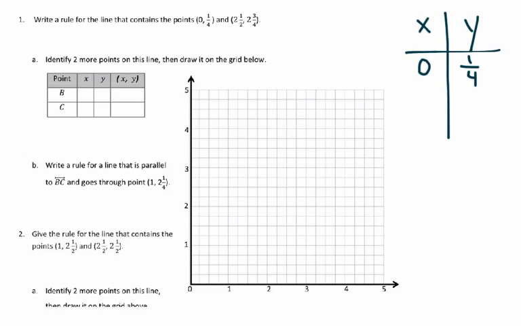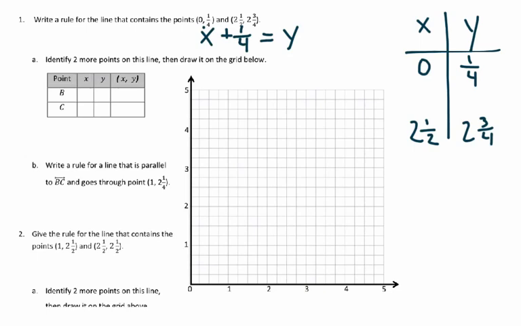So if I look at my next point and I have 2 1/2 and 2 3/4, I'm comparing those numbers too, and I want to see what their relationship is. And I notice that 2 3/4 is 1/4 larger than 2 1/2. So I think I have my rule here, and my rule would be x plus 1/4 is equal to y. Okay? So part A says identify 2 more points on this line, then draw it on the grid below.